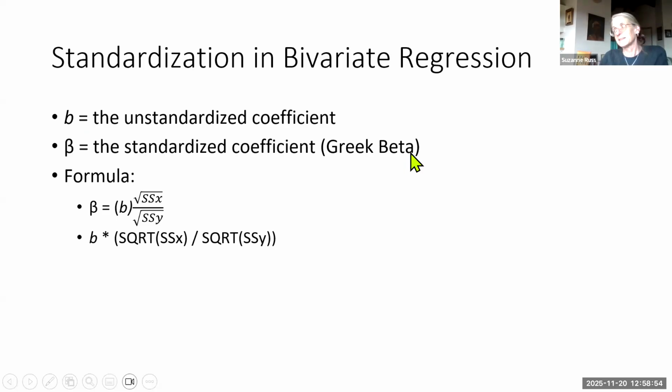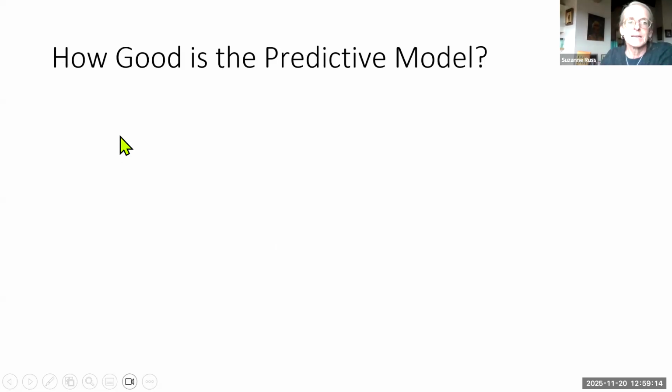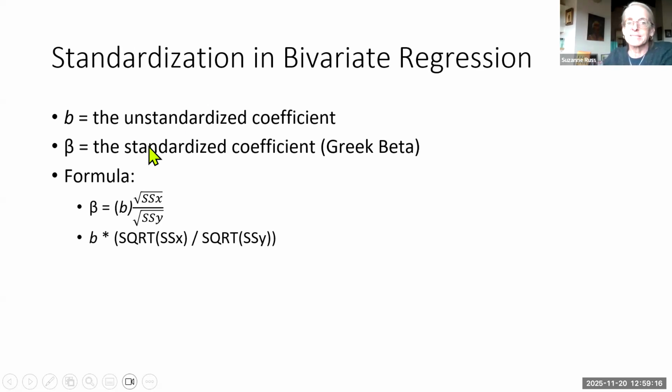And so that's analogous to our z-score or our t-score. It's standardized. Everyone knows what it means. It does have a formula. It's just the b that we calculated times the square root of SSX divided by the square root of SSY. All right. So that's just a little bit about the standardized.